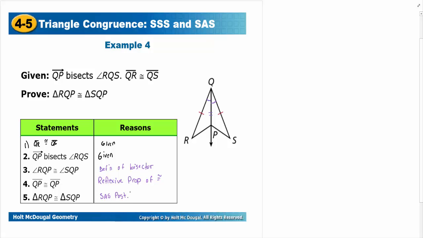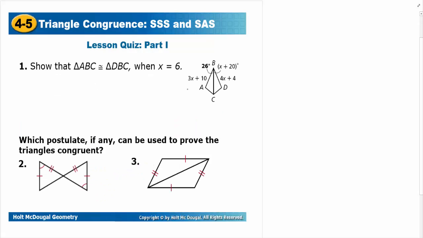So again, hopefully you're writing down these reasons, keeping track of them as we go through this chapter. Reflexive properties getting used. We've used definition of bisector already. We're still using it. So hopefully you're kind of getting the hang of those. So these proofs won't be so bad because they're really going to start adding up here in these next few lessons. Alright, so with that we got our lesson quiz.